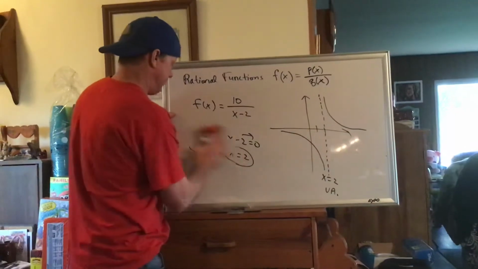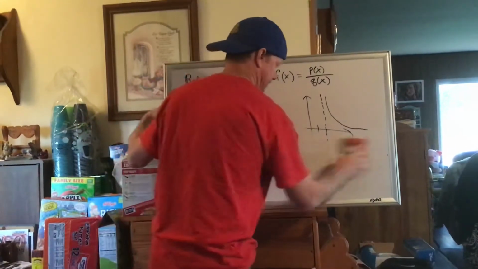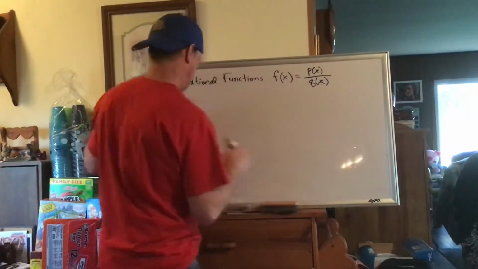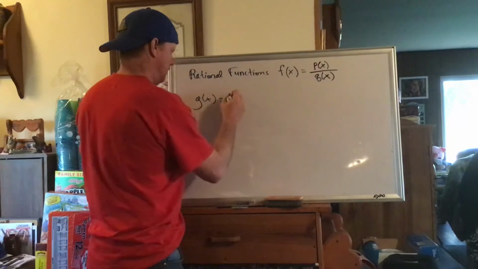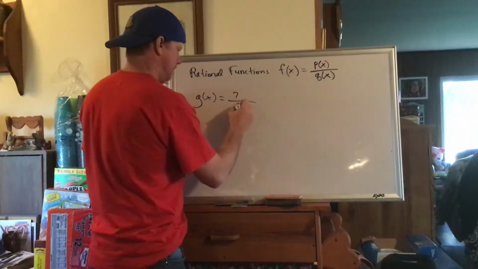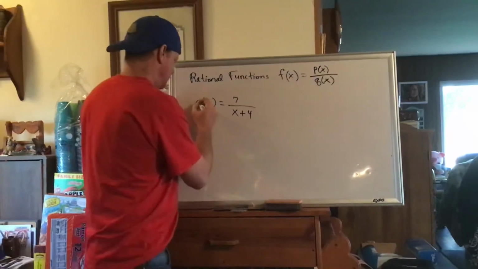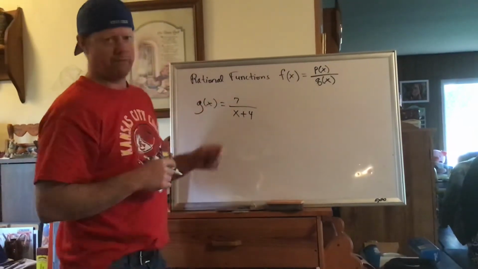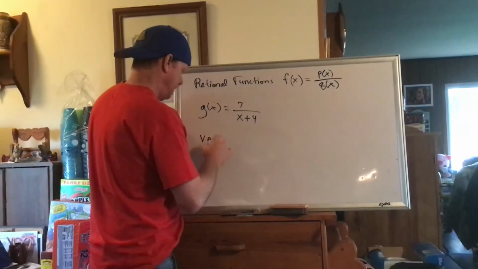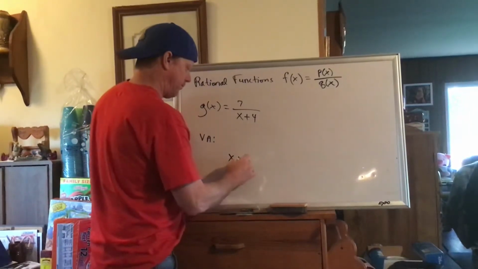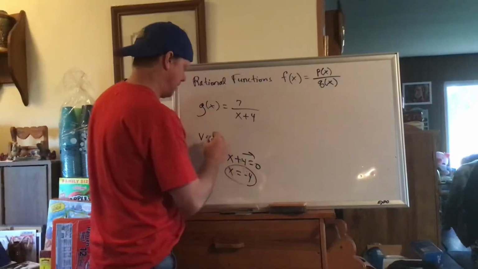Let me give you another one. Say we have y equals 7 over x plus 4, and I want you to find the vertical asymptote. Well, you're going to set x plus 4 equal to 0. Solve for your variable, change sides, change signs.